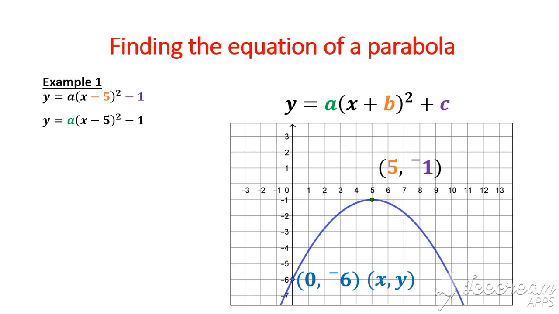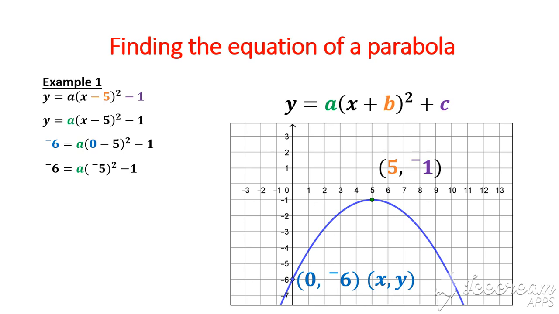Right, so what I'm going to do is I'm going to replace my x with 0 and my y with negative 6. So this is my x. I'm going to replace that with 0. And this is my y. I'm going to replace that with negative 6. So negative 6 is equal to a times brackets 0 minus 5 all squared minus 1.